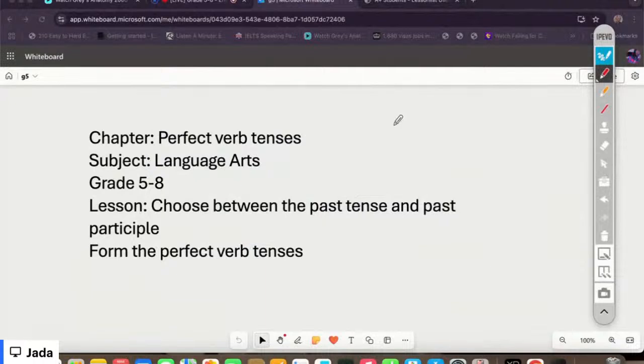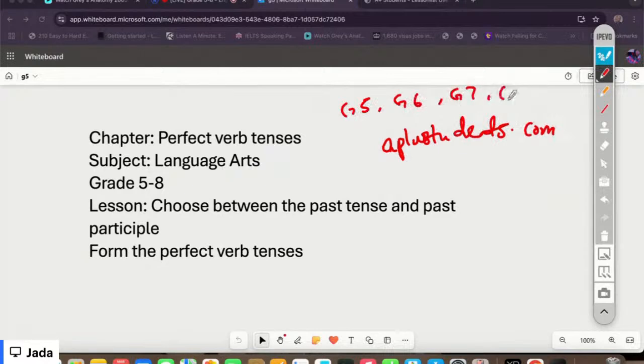Today we will continue our lesson on the perfect verb tenses. We had the first lesson last week and we will finish the remaining two today. First, you have to log in using apluslearn.com. This class is for grades 5, 6, 7, and 8, but we will take up the perfect verb tenses under grade 5. When you go to grade 5, you can see the perfect verb tenses, and the lesson is to choose between the past tense and past participle from the perfect verb tenses.